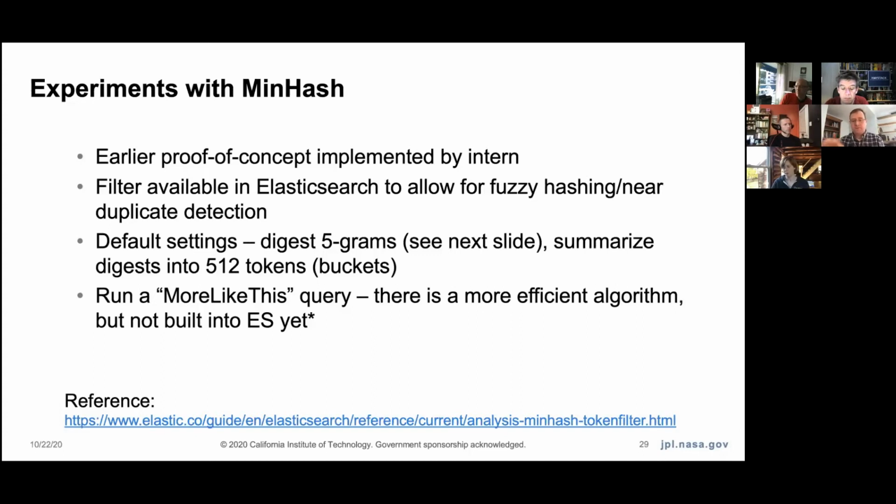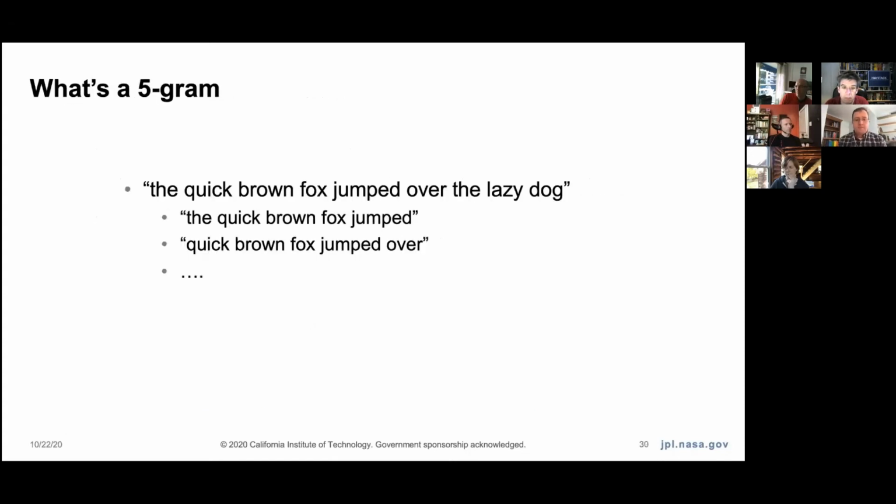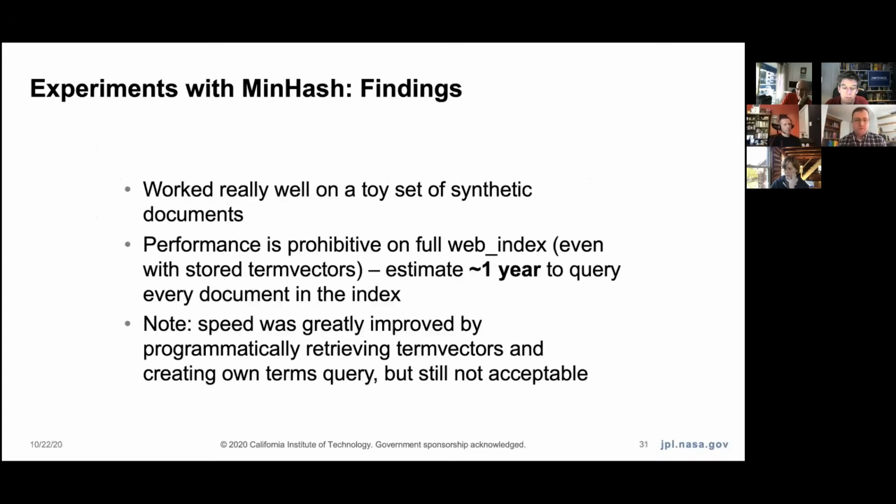There is an add-on, and I have a link to that at the end, but it wasn't something I felt comfortable using within the confines of this particular task. So I literally just ran a more like this query. 5-gram, of course, is just take a string and divide it into every chunk of 5 words. So this worked really, really well on a toy set of synthetic documents, like 1,000 documents.